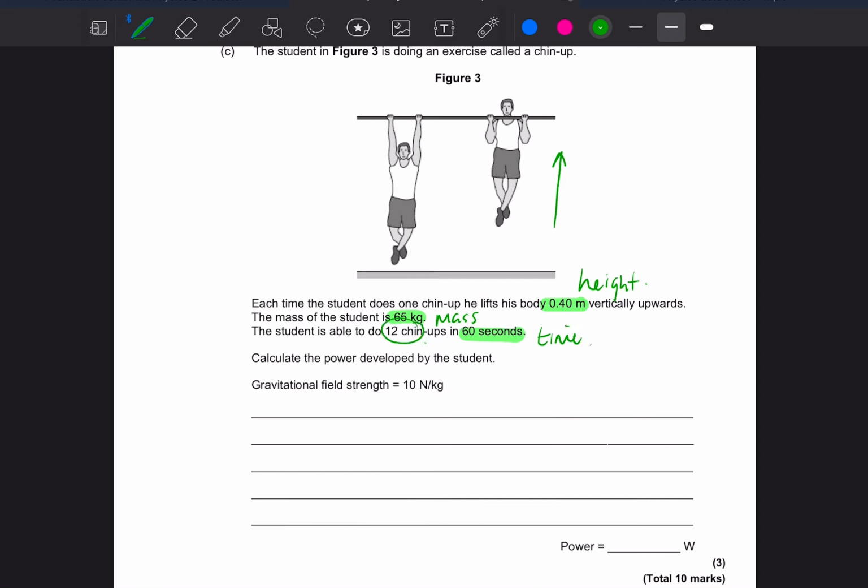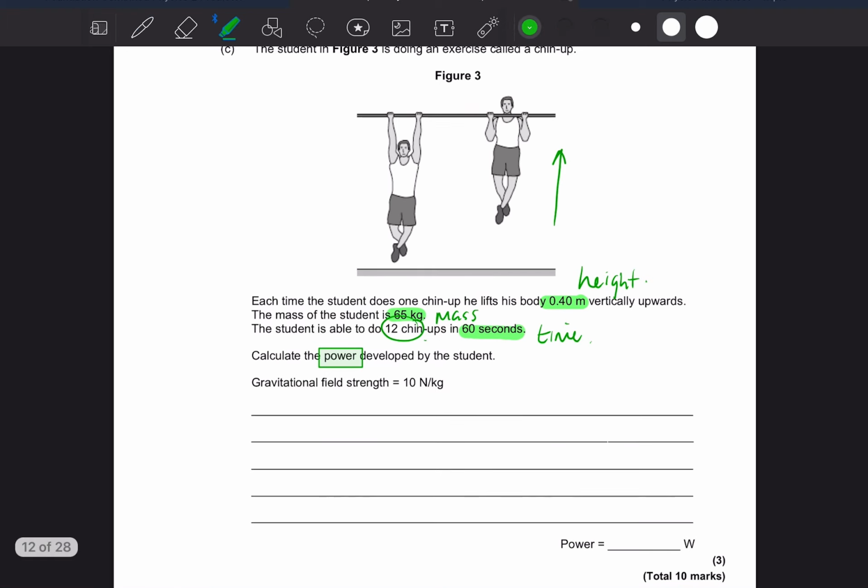Like with the chest expander, we're not just working out one. We've got 12 pull-ups. So if we calculate the power of the student, he's not just doing one, he's doing 12 pull-ups. All right, so it wants us to find the power. And we're told that gravitational field strength is 10. Whenever you see gravitational field strength, you should probably be thinking, I'm going to be using that formula, EP equals mass times gravity times height, and you would probably be right in this case. But let's go through it.